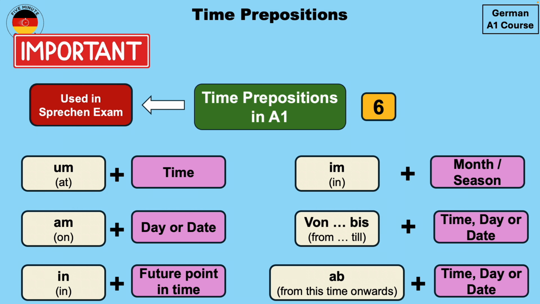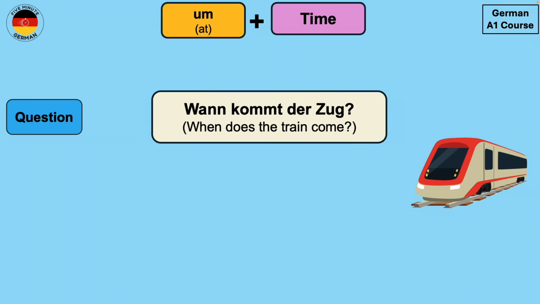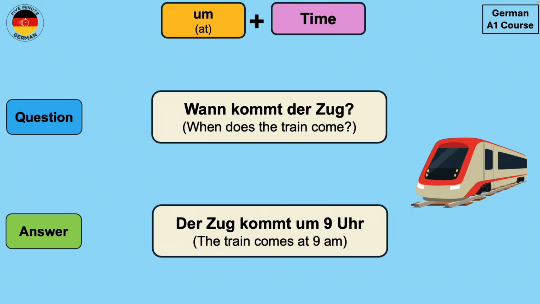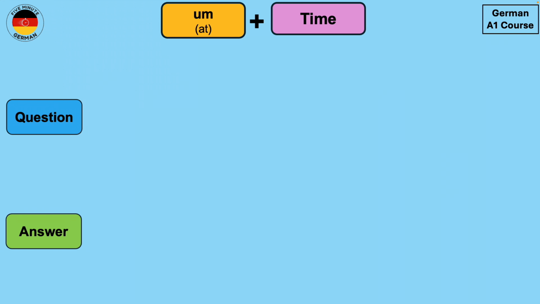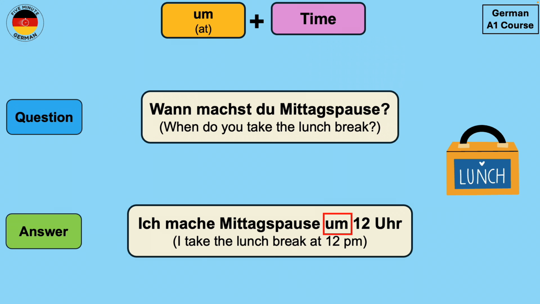So now let's start with the first preposition, which is um. So if somebody asks the question, wann kommt der Zug? When does the train come? Then you can answer it by saying der Zug kommt um 9 Uhr. The train comes at 9 a.m. And over here you see that we have used um before the time. Let's take another example. Wann machst du Mittagspause? When do you take the lunch break? And you can answer it by saying Ich mache Mittagspause um 12 Uhr. I take the lunch break at 12 p.m.